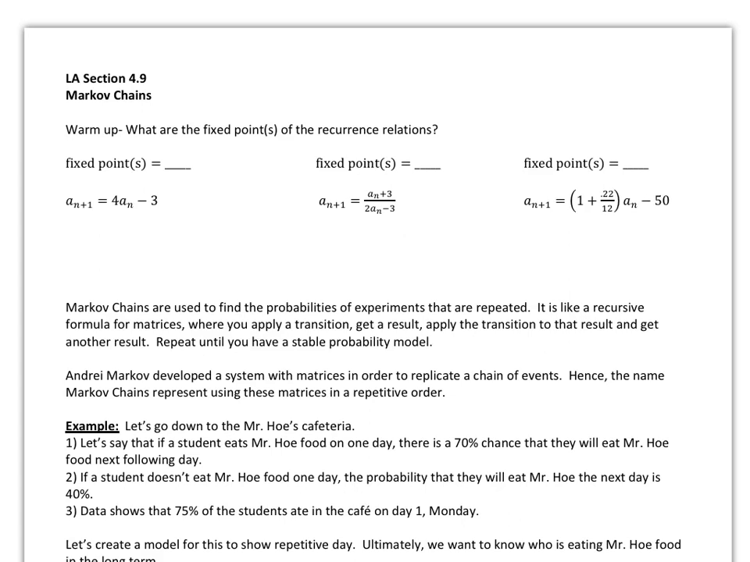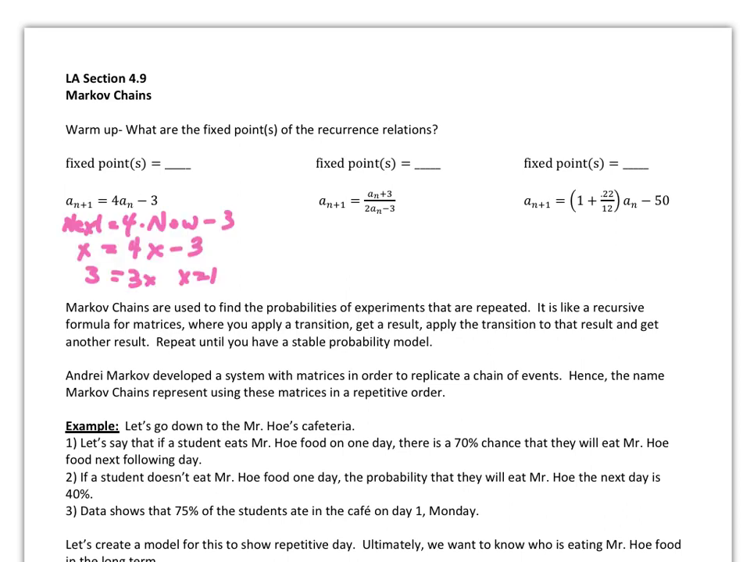Hi, this is lesson 4.9 for linear algebra. We're going to be dealing with Markov chains. So what we did in pre-calculus is that we found fixed points for recurrence relationships. So I'd like you to try all three of these and see if you can find the fixed points for those. If you don't remember, fixed points is where now is equal to the next.